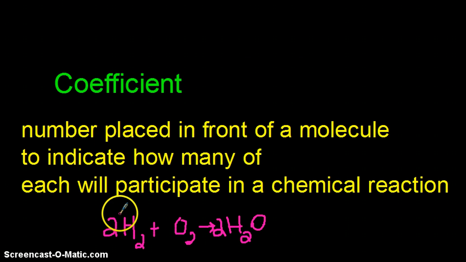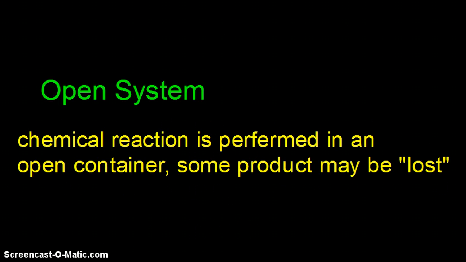And the big numbers, these guys right here, would be a coefficient. The little ones, those are called subscripts. Those are not coefficients. It's the large number. Now we'll go into how to find coefficients later, but just know what a coefficient is. It's the number in front of the molecule, and it tells me how many of those molecules will participate in the reaction. Okay?